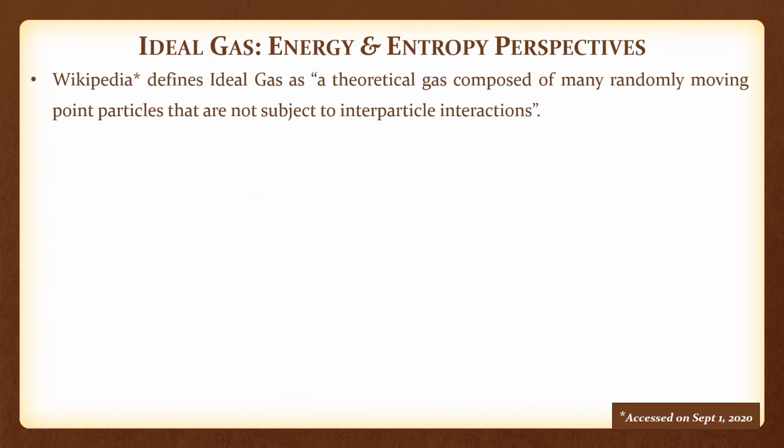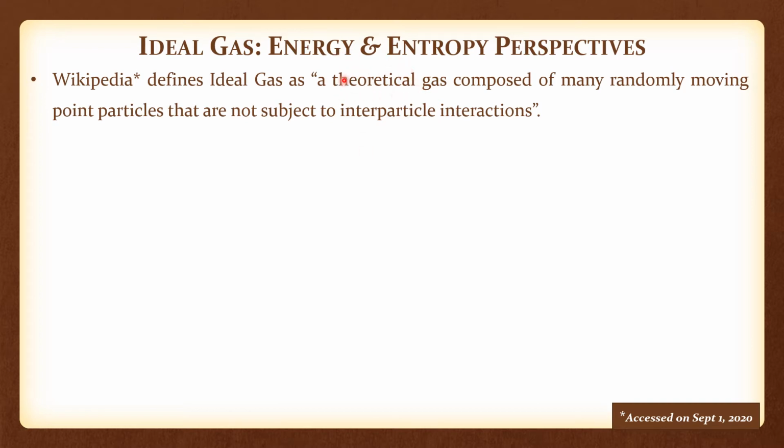We start with an ideal gas. Wikipedia defines an ideal gas as a theoretical gas composed of many randomly moving point particles that are not subject to interparticle interactions. Now, this is very interesting. There are lots of interesting phrases here.